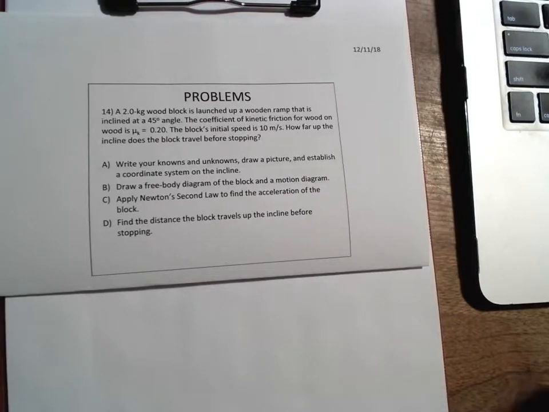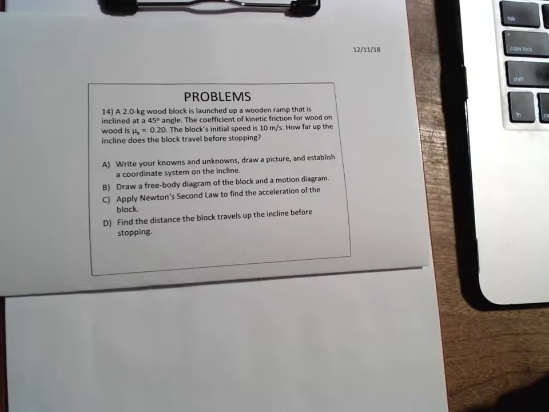This is number 14 from the review problems. A 2 kilogram wood block is launched up a wooden ramp that is inclined at 45 degrees. The coefficient of kinetic friction for wood on wood is μk = 0.2. The block's initial speed is 10 meters per second. How far up the incline does the block travel before stopping?